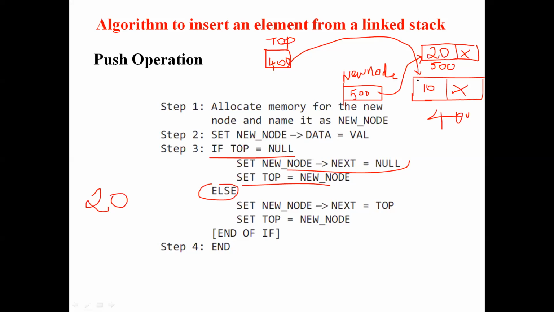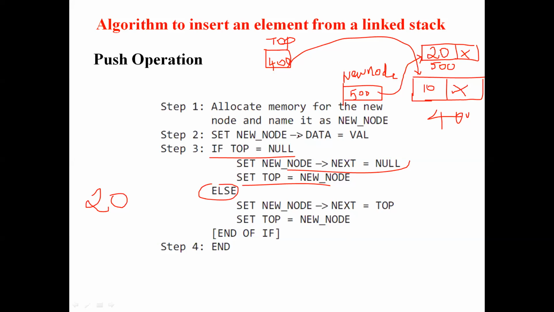Then what are the things I should do? I have to update the top value. Now who is becoming the top value? 20. You know that stack follows last in first out. Who is the last element inserted right now? Element 20. So what should I do?